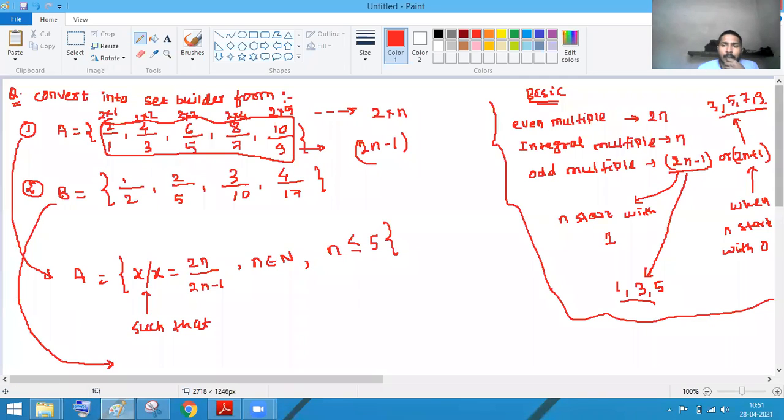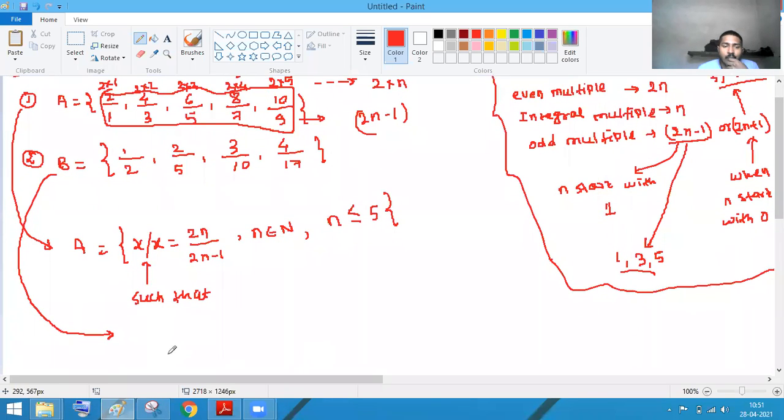Are you following me, guys? Yes, sir. Then what will the set be? Can anyone tell me what the set will be? No issue. x such that x equals n upon n square plus 1. Got it, guys?